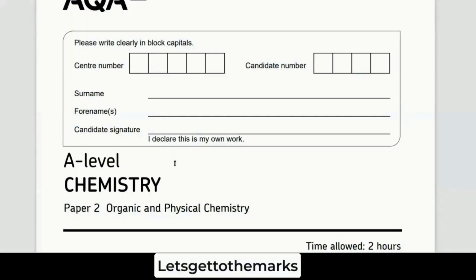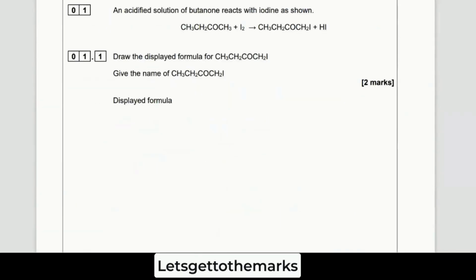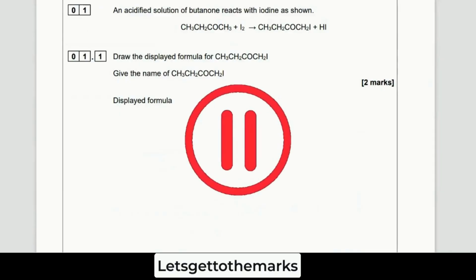We're looking at the A-Level Chemistry Paper 2 Organic and Physical Chemistry exam from 2022. That's Paper 2, A-Level, not AS. And I recommend you press pause before each question, have a go at the question, and then have a go at the walkthrough, which I will go through once you unpause. Awesome. Let's go.